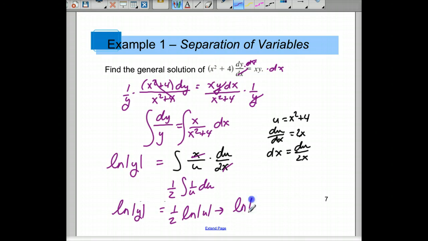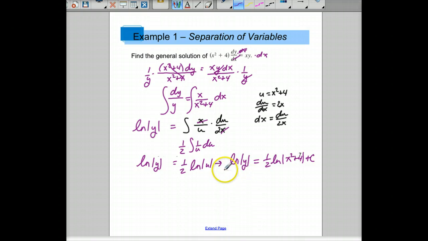So we have natural log of absolute value of y equals 1/2 natural log absolute value of x squared plus 4 plus c. Now we want to solve for y if possible, so I'm going to exponentiate both sides. This power could go up here. So make each side the exponent of e. So we'll have y, and we'll talk about the absolute value signs in a minute. e to the natural log of x squared plus 4 to the 1/2 plus c.